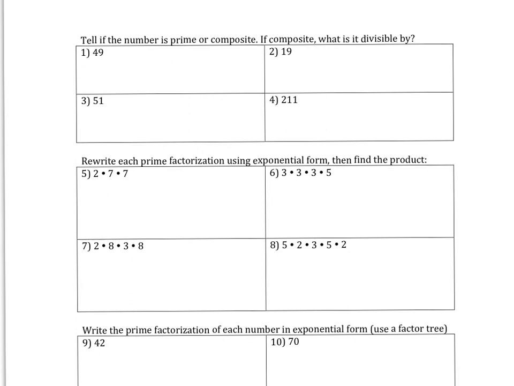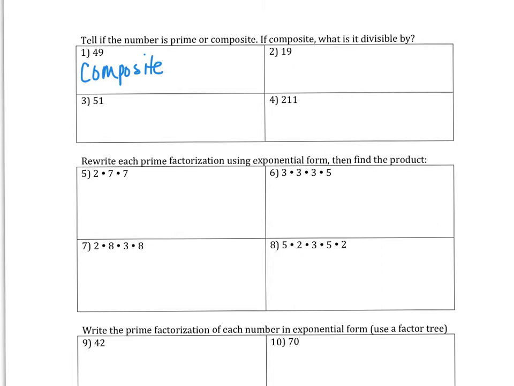Let's do a few of these examples. The first one is tell if the number is prime or composite. If it's composite, what is it divisible by? So 49, the number 1 is 49. Does that have more than 2 factors? Well, yes, it is composite because it has more than 2 factors.